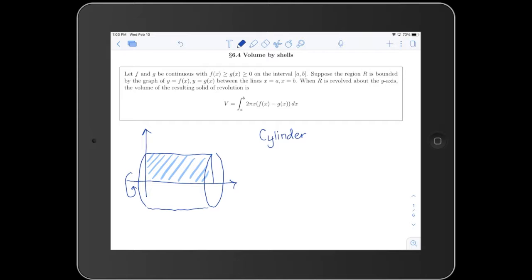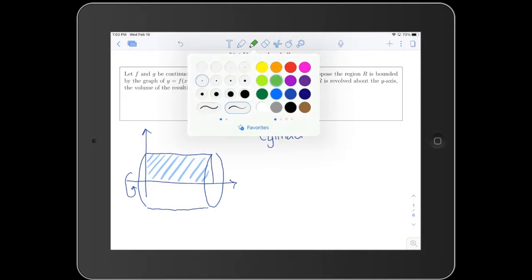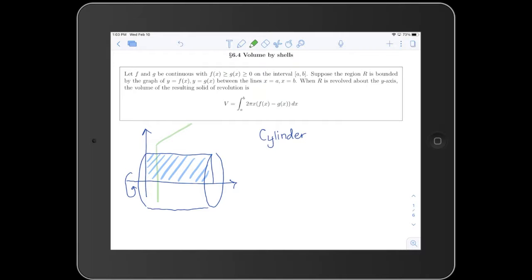So now let's think about how we will apply the disk method in this scenario. You would say, okay, let's take a bunch of planes and slice our cylinder with these planes that are perpendicular to the x-axis, and then look at the cross sections. So the cross sections will be these disks. We know how to compute the area of a disk. So you can visualize it like this.